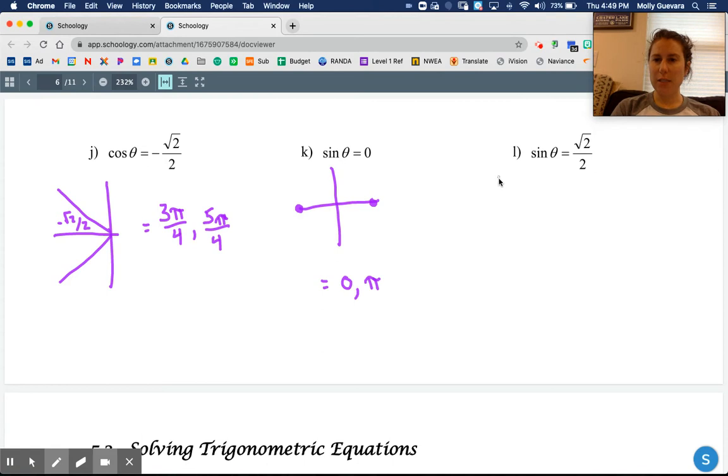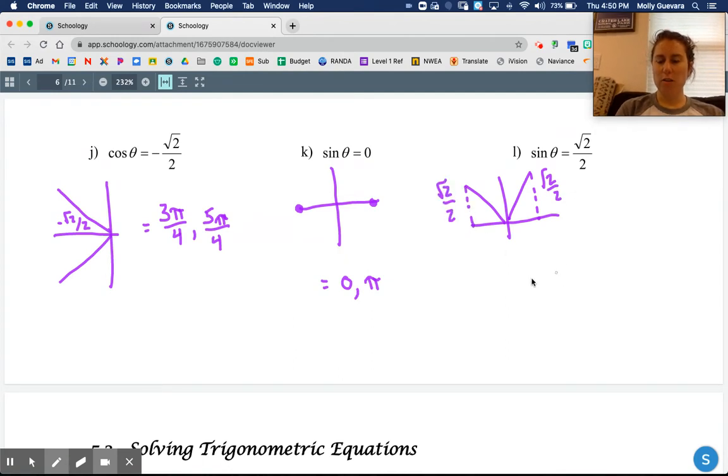And the last one, sine of theta, sine is positive, so it's going to be quadrants 1 and 2. Here's one angle and another angle, where this is root 2 over 2 and this is root 2 over 2. So what angles are those? I have pi over 4. Then 2 pi over 4 is the vertical, so 3 pi over 4 is this second angle.